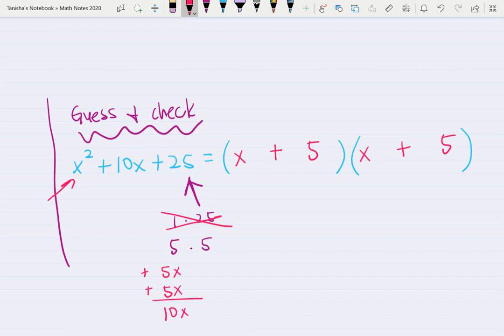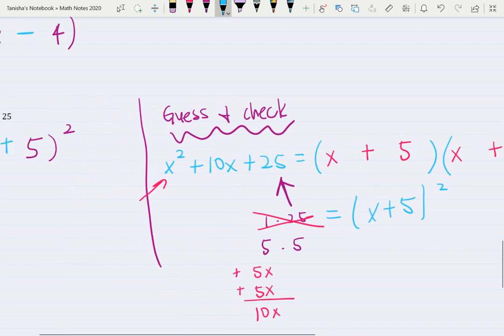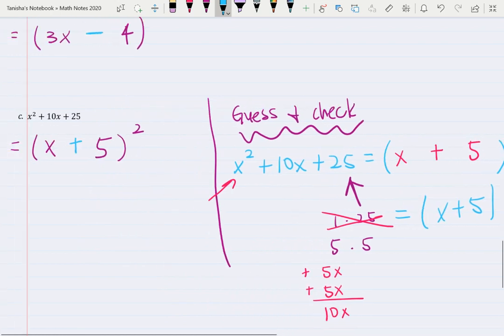Right? But x plus 5 times x plus 5 is equivalent to writing x plus 5 squared, which is what we had over here, just by identifying that this is a perfect square. But again, as I said before, if you're unable to identify perfect square trinomials, we can always revert back to our trinomial factoring using guess and check.